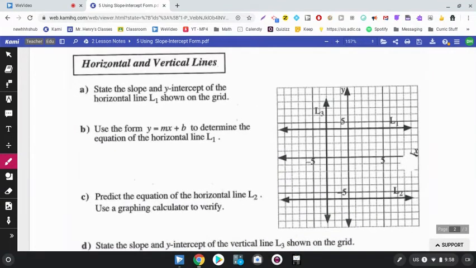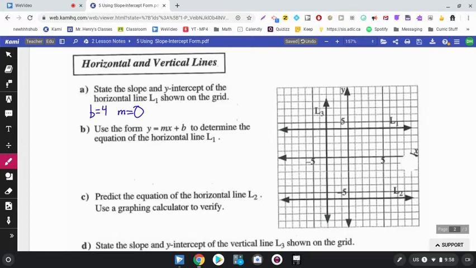So first one, state the slope and y-intercept of the horizontal line L1. L1, that is this guy right here. The y-intercept is 4. Okay, so my b value equals 4. My slope, and this is where we have to remember, a horizontal line, think about steepness. It's not steep at all. It's perfectly flat. It has a slope of 0, right? A horizontal line has a slope of 0.